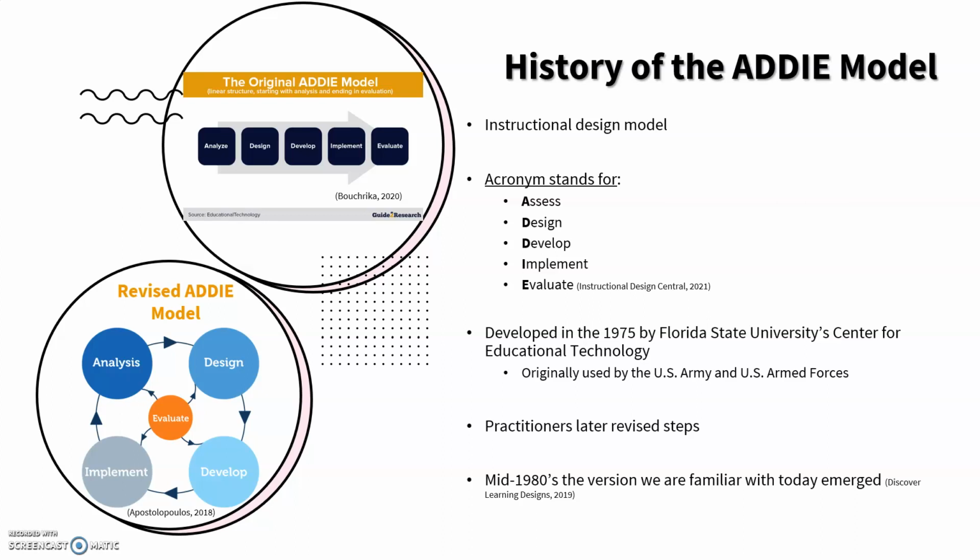The ADDIE model was developed in Florida State University's Center for Educational Technology in 1975 for the U.S. Army. Shortly after its inception, the ADDIE training model was adapted as part of a military training project by the U.S. Armed Forces. Practitioners then revised the steps, making the ADDIE model more fluid and interactive than the original hierarchical version of the model. By the mid-1980s, the version that we are familiar with today emerged to meet today's complex job requirements, constant changes in instructional environment, and emerging instructional technologies.